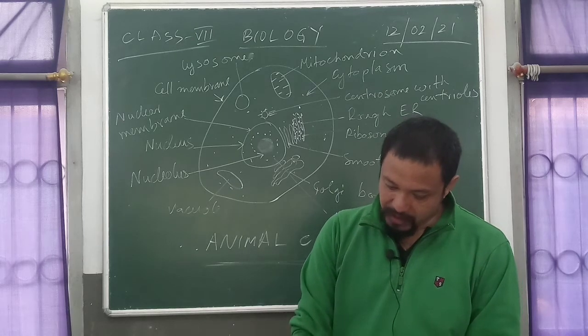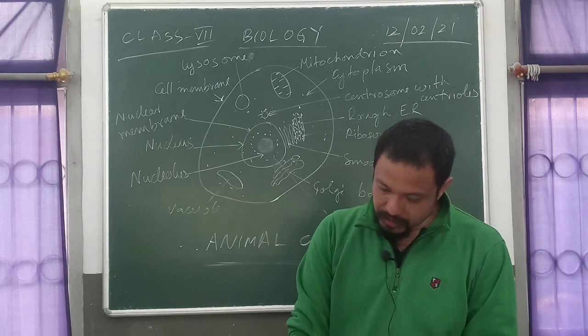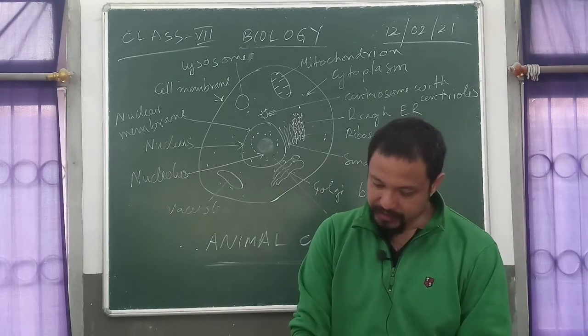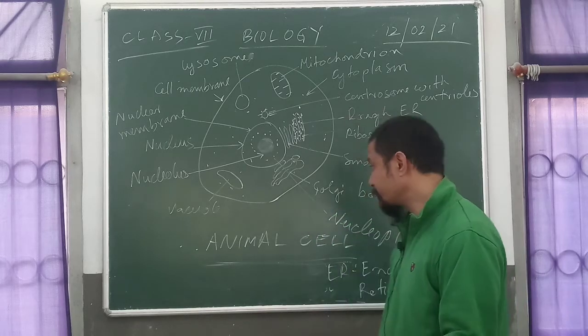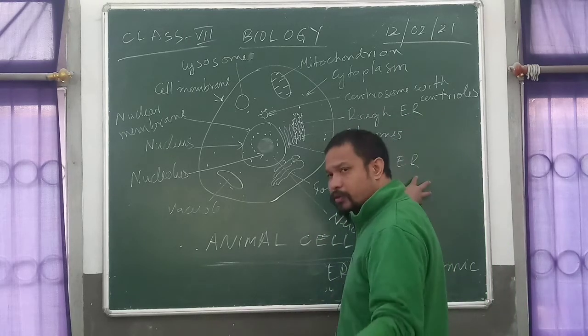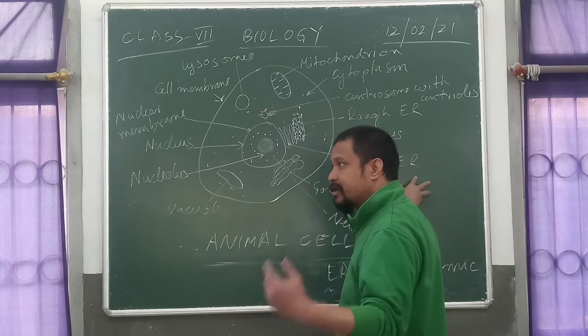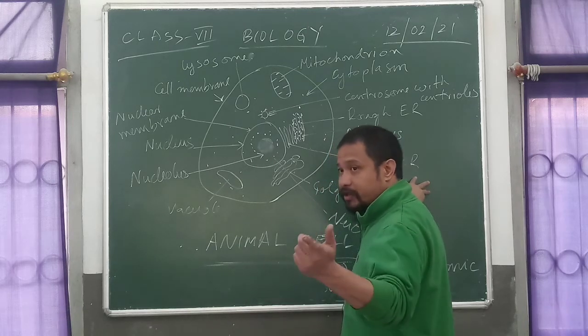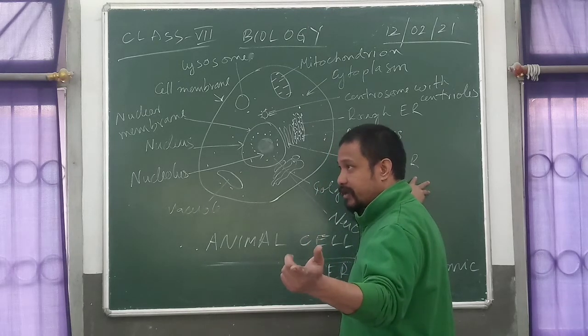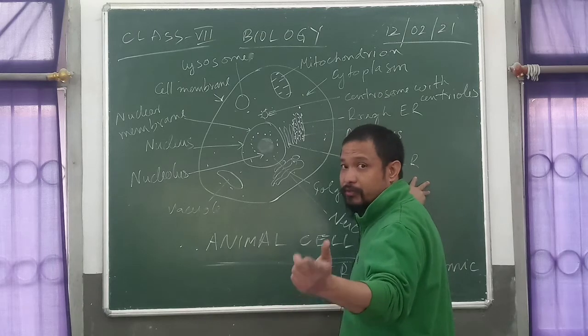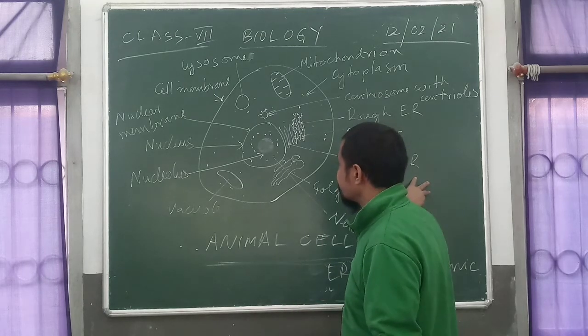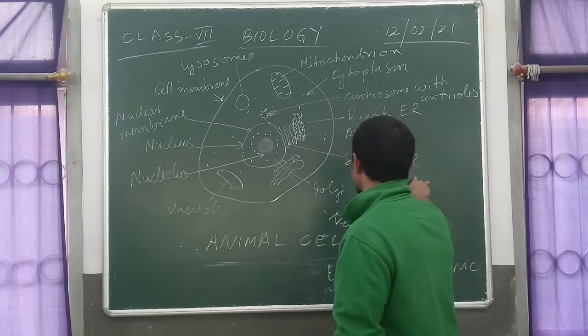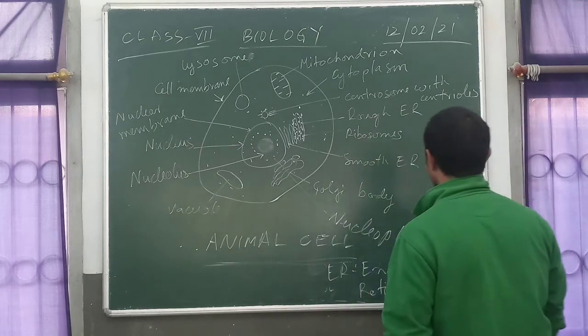So that is the basic difference between the smooth endoplasmic reticulum and the rough. Though in class 7 you do not need this much detail, I'm still telling you, because the more knowledge you get, the better it is. So we have the endoplasmic reticulums there.